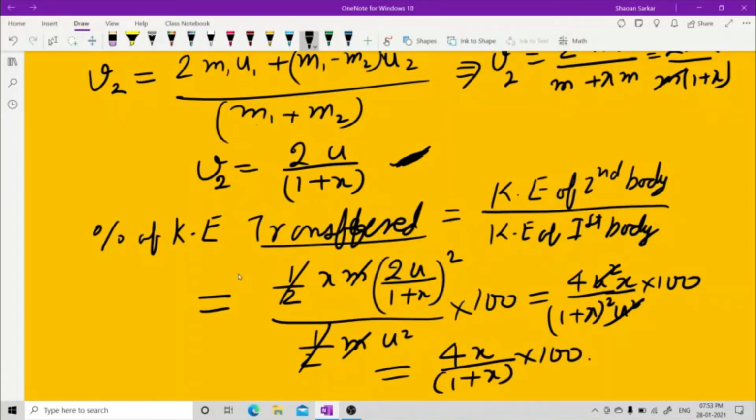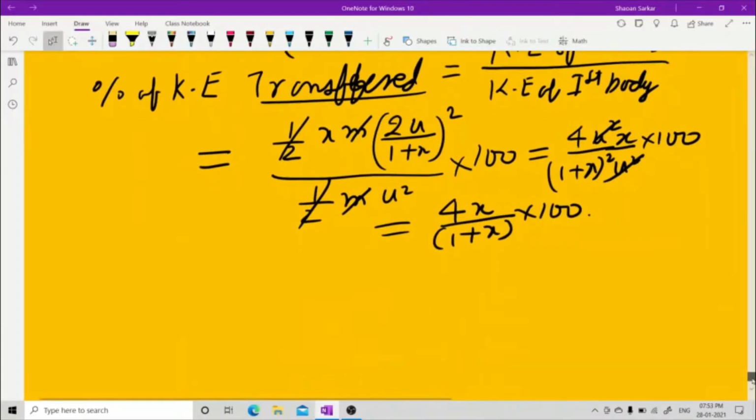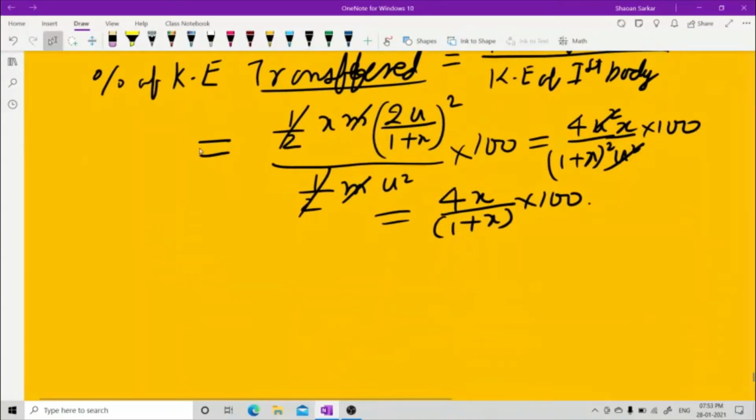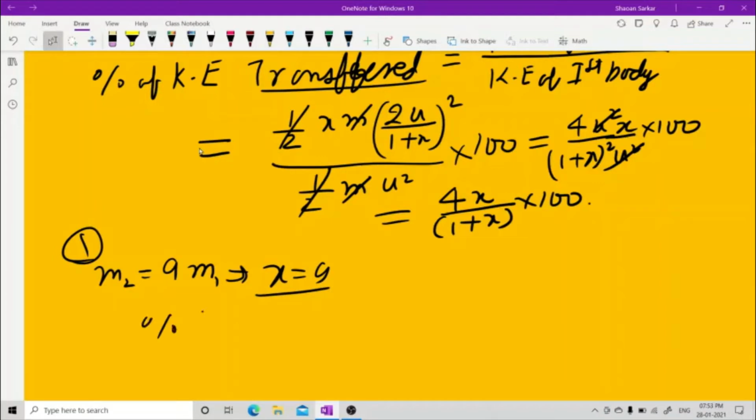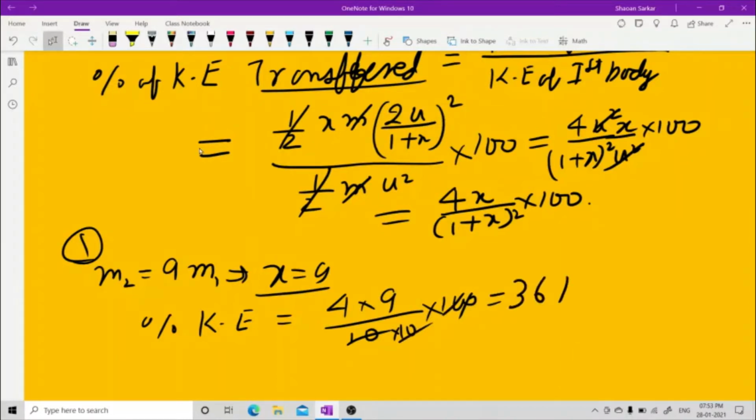Now for the first case, case number 1: if m2 is 9 times m1, that implies x is equal to 9. Just put it in the percentage of kinetic energy. The percentage of kinetic energy is now 4 into 9 upon 10 whole square, 10 into 10, into 100. So they all go out. This comes out to 36%.